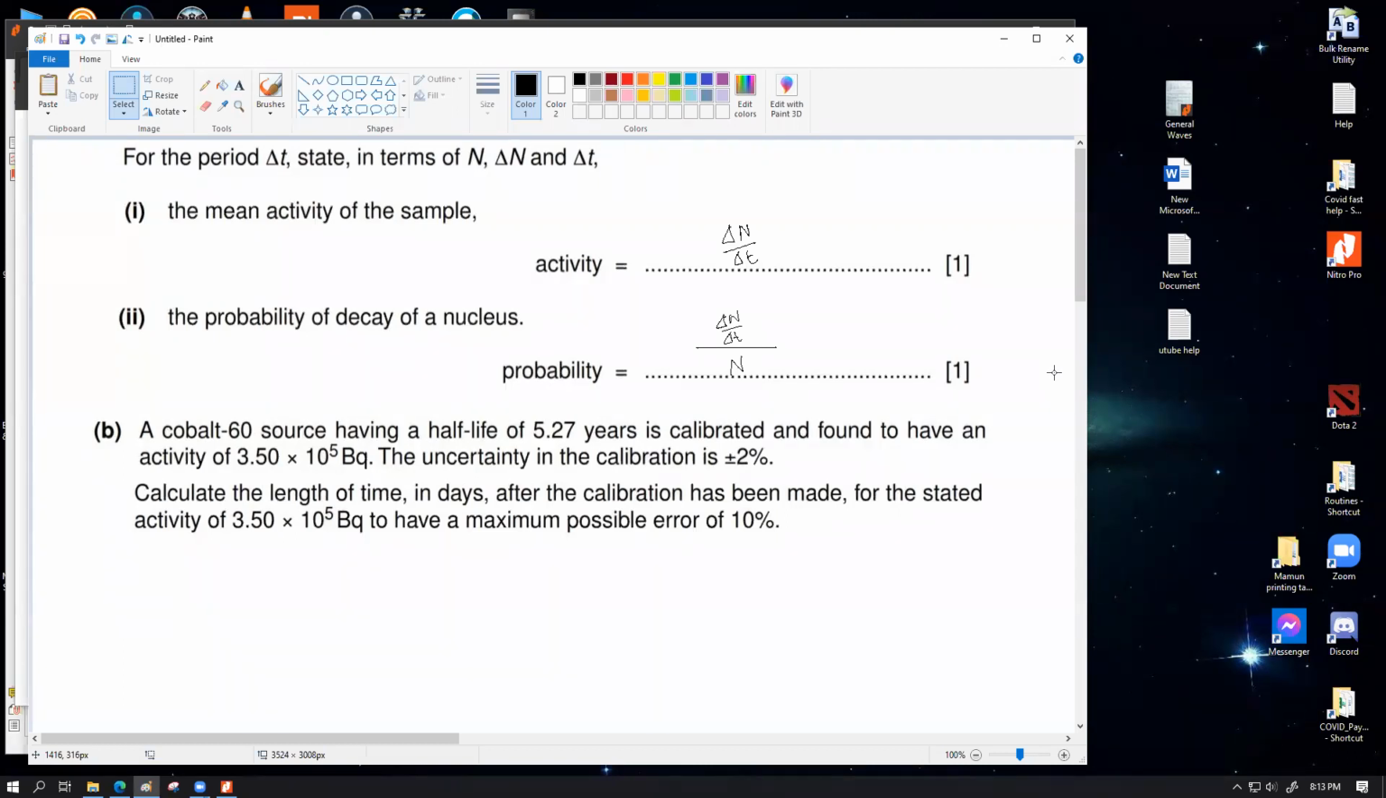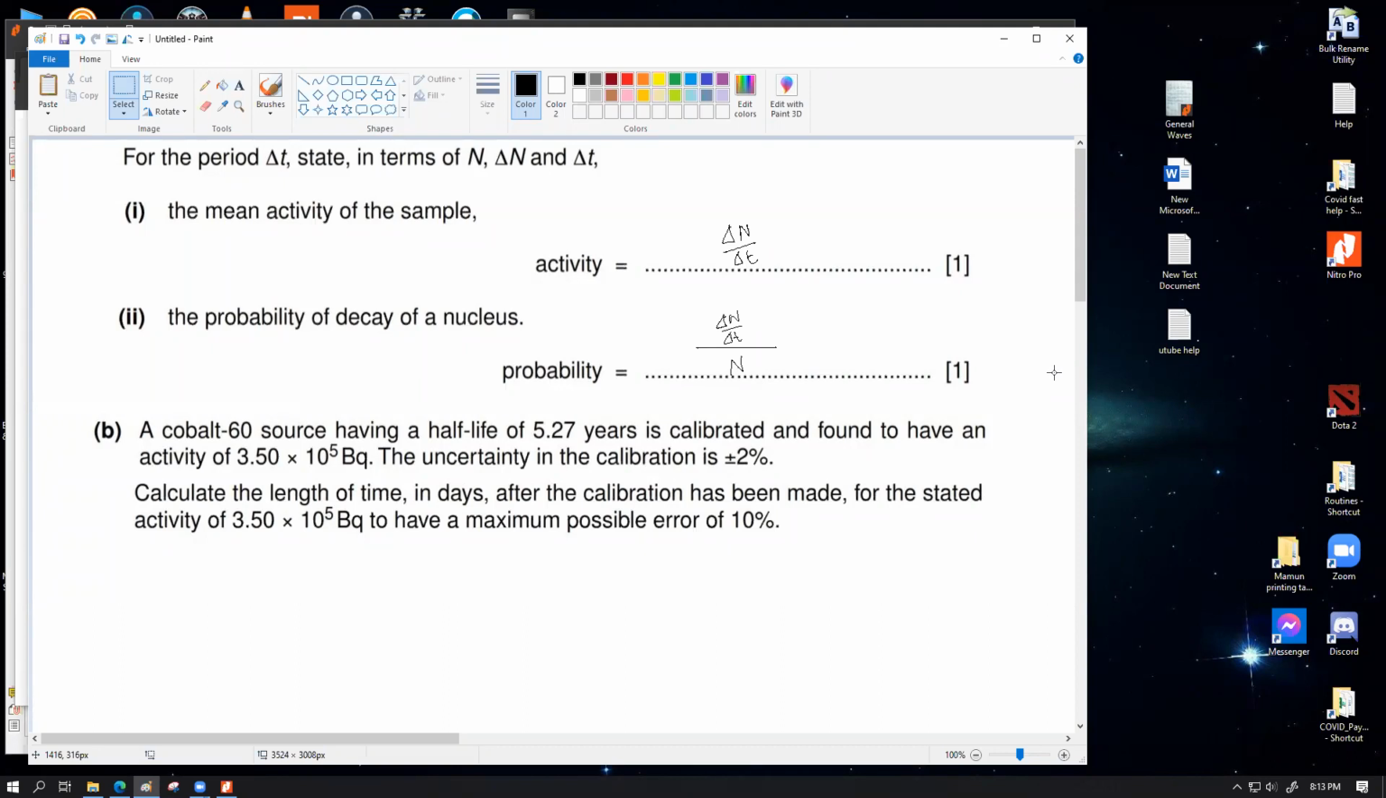Let me tell you what is the key information that is over here. I'll elaborate this in my words, but if you have a better set of words to explain, I'm all ears for it. The question says, calculate the length of time in days after the calibration has been made for the stated activity of this much to have a maximum possible error of 10%. This is the thing that is happening. You have a specimen of cobalt-60. You have measured its activity on day 0.